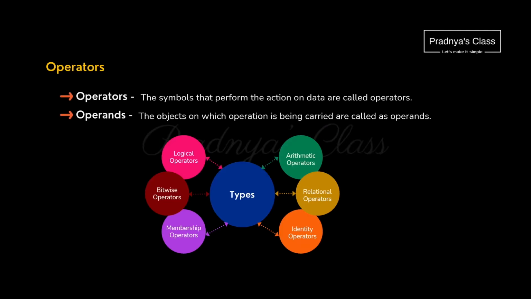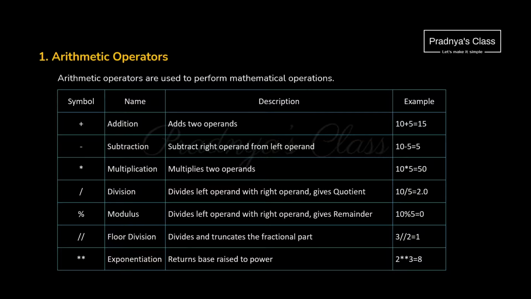Alright, with that concept, moving ahead to the next topic, operators. What are operators? They take some action. On what? On the operands. So here are the 6 different categories of operators. Let's look at the first one, arithmetic operators. We are using these operators for mathematical operations. We are familiar with plus, minus, multiplication, but let's discuss these 4 in detail.